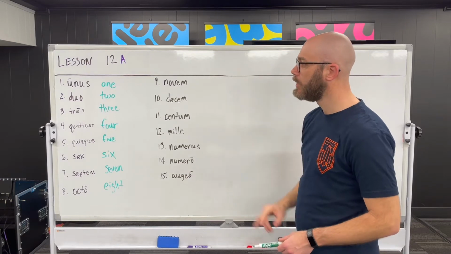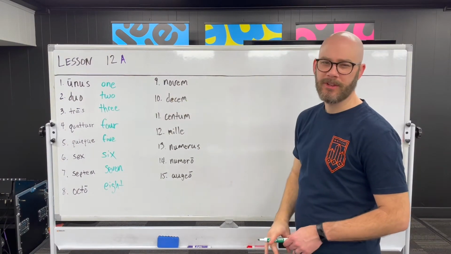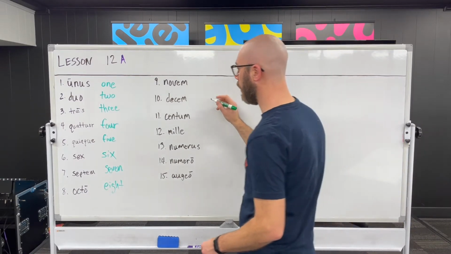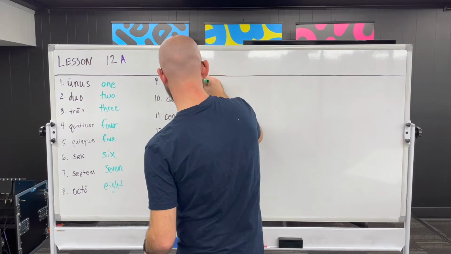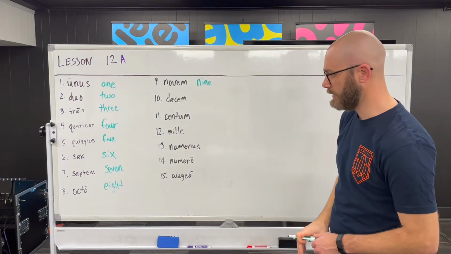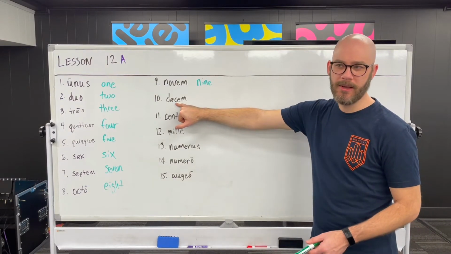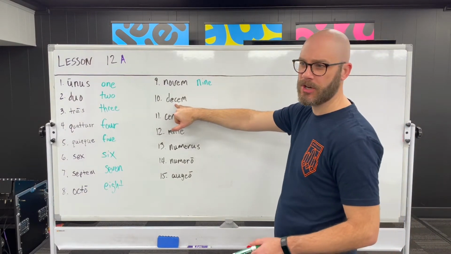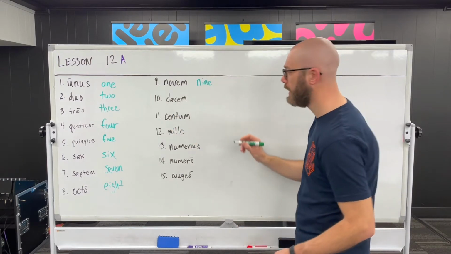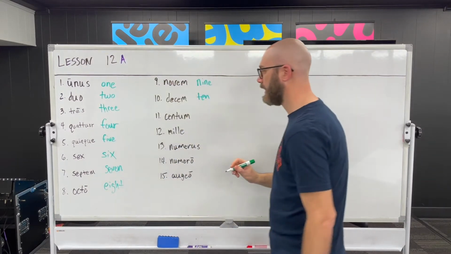Number 9, novem. Remember, this is the Latin letter v, and it does not make the v sound. It makes the w sound. So this is novem. And novem means 9. The number 9 is novem. Next, decem. Remember the Latin letter c does not make an s sound or a ch sound. It makes a k sound, like an English K. Decem is 10. The number 10 is decem.